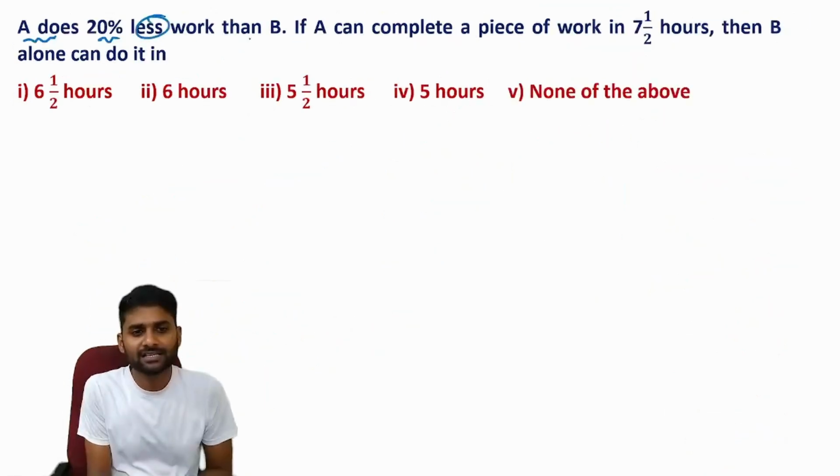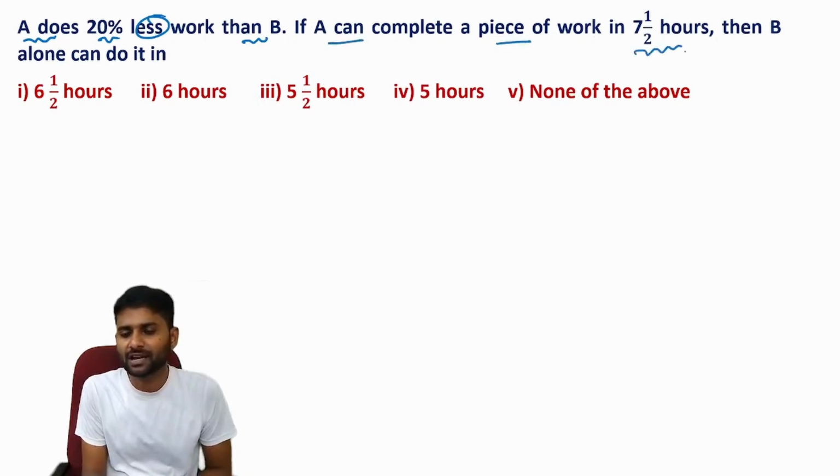The percentage less work than B. If A can complete the piece of work in 7.5 hours, then B alone can do it.